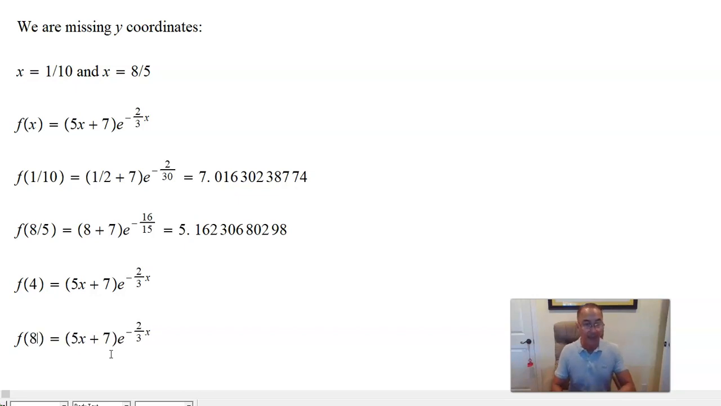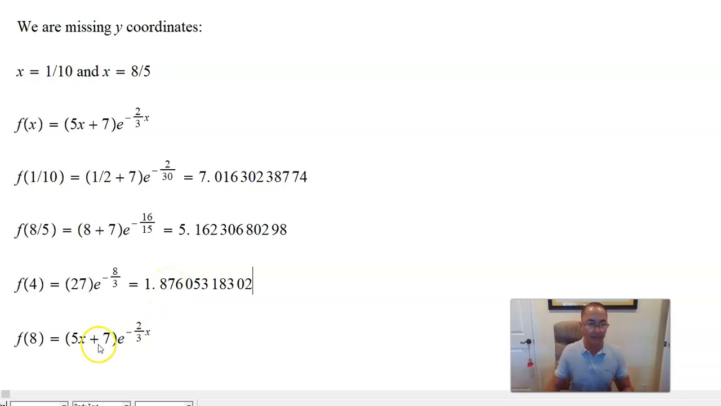And here we'll put 8. Okay, so 5 times 4 is 20, plus 7 is 27. But plug in 4, so that's going to be e to the minus 8/3. Okay. Oh, Maple, what is the answer? 1.876. Okay, so it's going down. It has to be because it's decreasing.